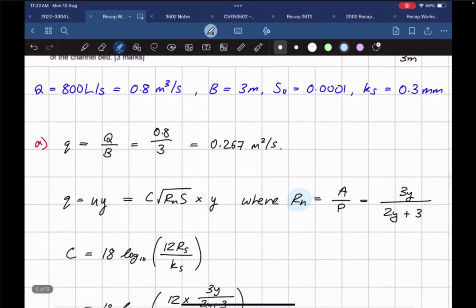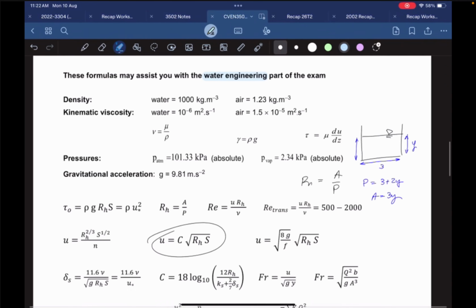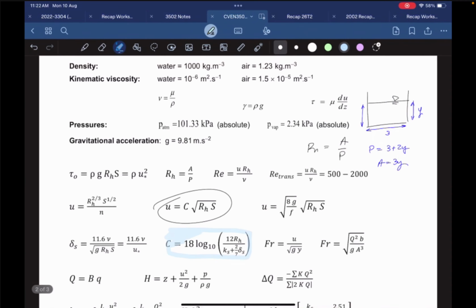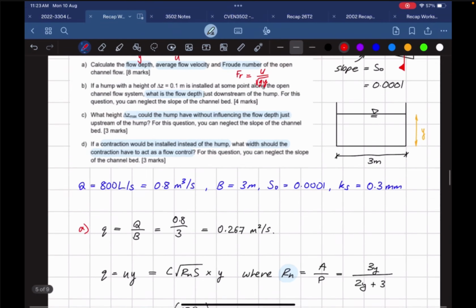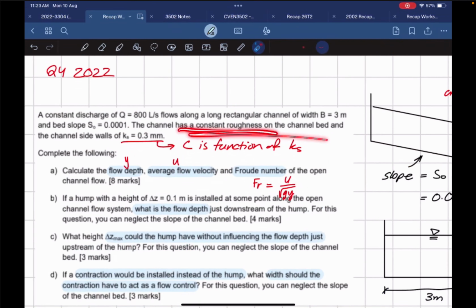Now using our Chezy's equation, going back to the formula sheet, this one over here. They only give us this one version, but the two versions are derived from it. If it's independent of the boundary layer or roughness, you can just ignore that part. In the question, they'll give you clues. Over here they've told us it has a constant roughness, so it's rough, meaning you can ignore the other one.